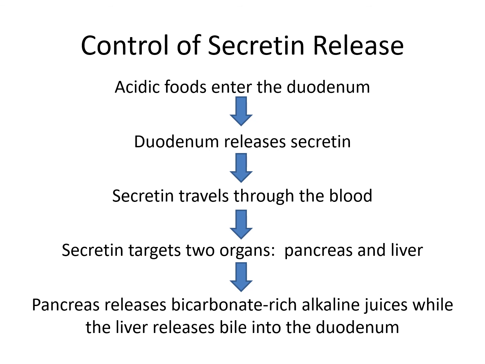Secretin is made by the duodenum or small intestine. Secretin targets two organs, the pancreas and the liver. And the goal here of secretin is to cause the pancreas to put bicarbonate-rich juices back into the small intestine to neutralize chyme, while the liver releases bile into the small intestine to help emulsify fats. Okay, so this could be a good slide that you could use as a flashcard.